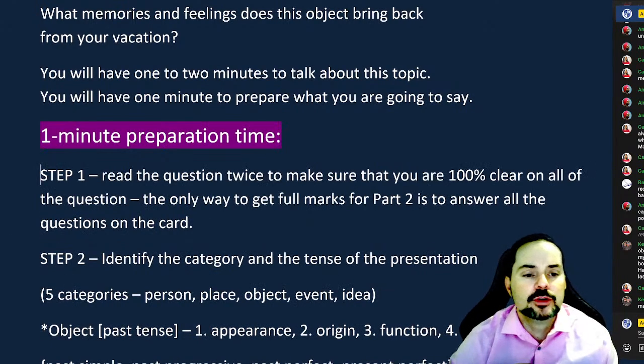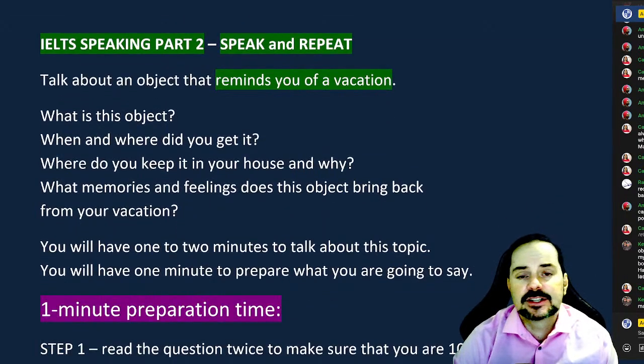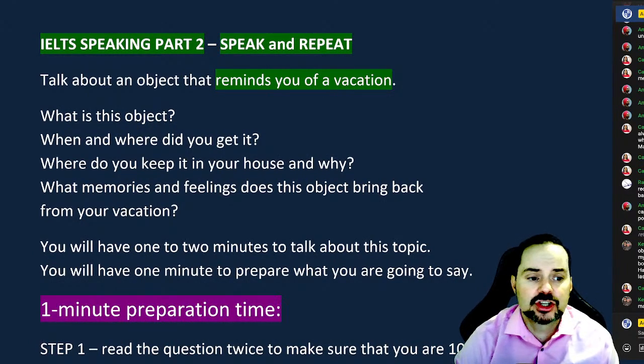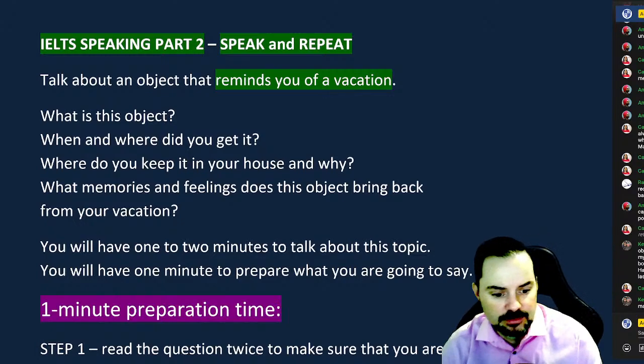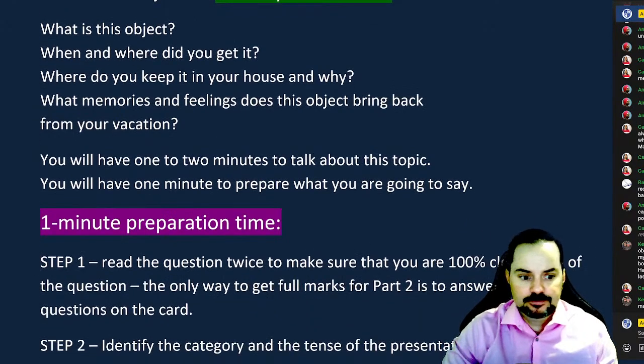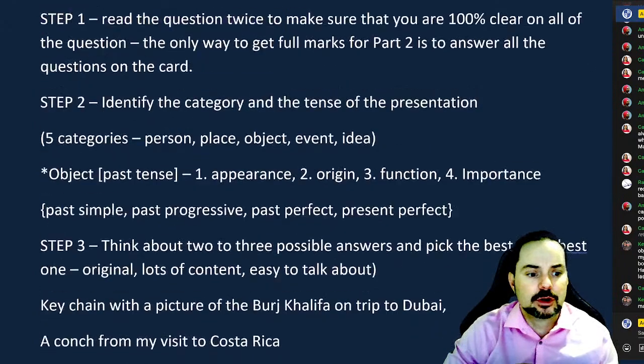So step one, you read the question twice, nice and fast. Of course, not aloud. So talk about an object, reminds you of a vacation. Talk about an object, reminds me of a vacation. Okay, what is the object? What is it? When and where did you get it? When and where did I get it? Where do I keep it in my house? What memories and feelings does this object bring back? What does it bring back? Okay. All right, good. So read it twice.